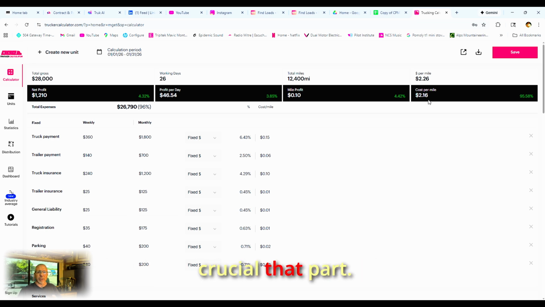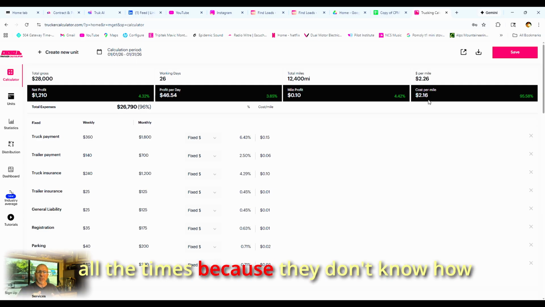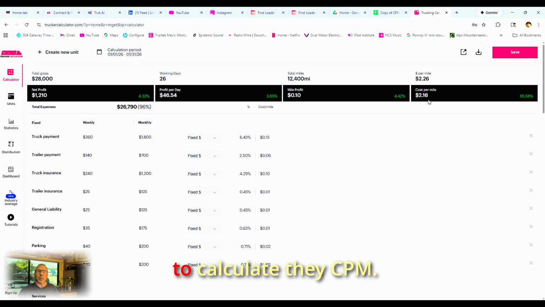It's crucial, that part. Because sometimes I'm seeing drivers that get loads for 190, 180 or 170. How can those drivers cover all expenses getting loads with that rate per mile? They cannot. It's for that reason that every driver is going down all the time, because they don't know how to calculate that CPM.